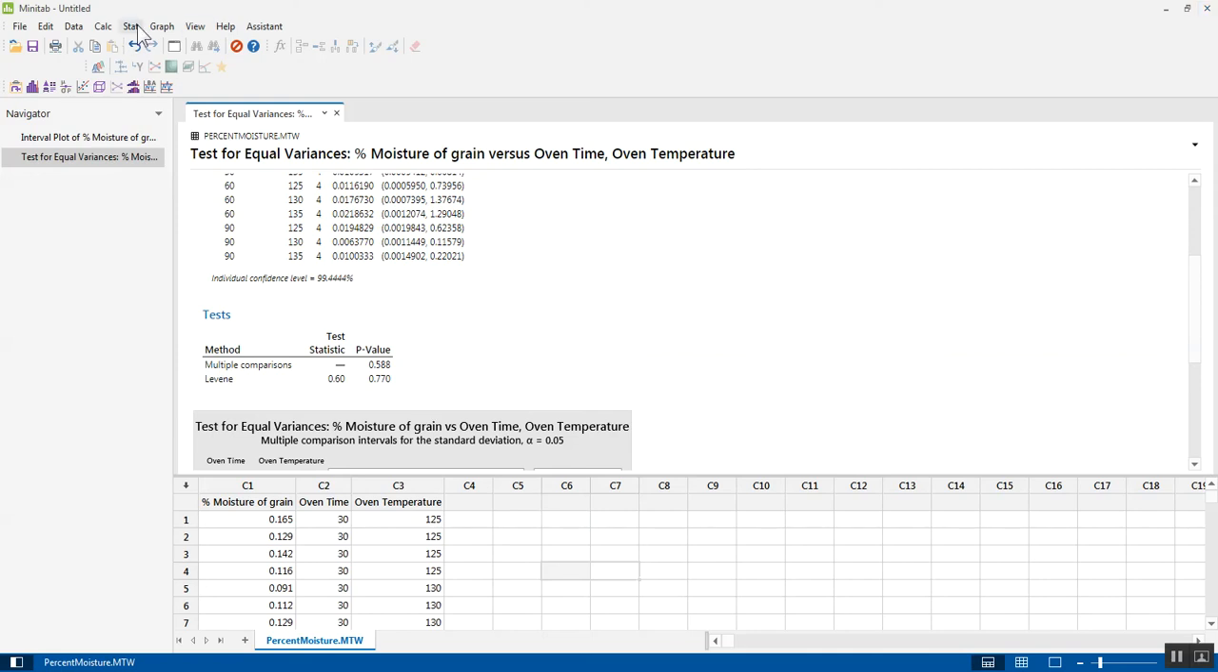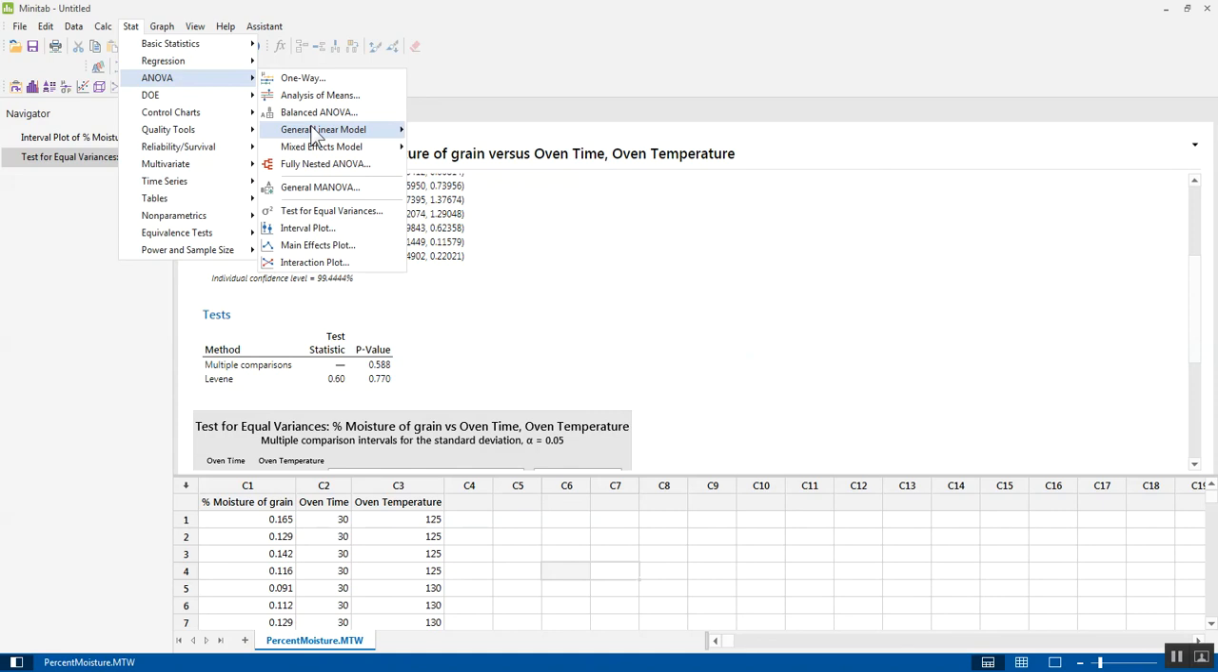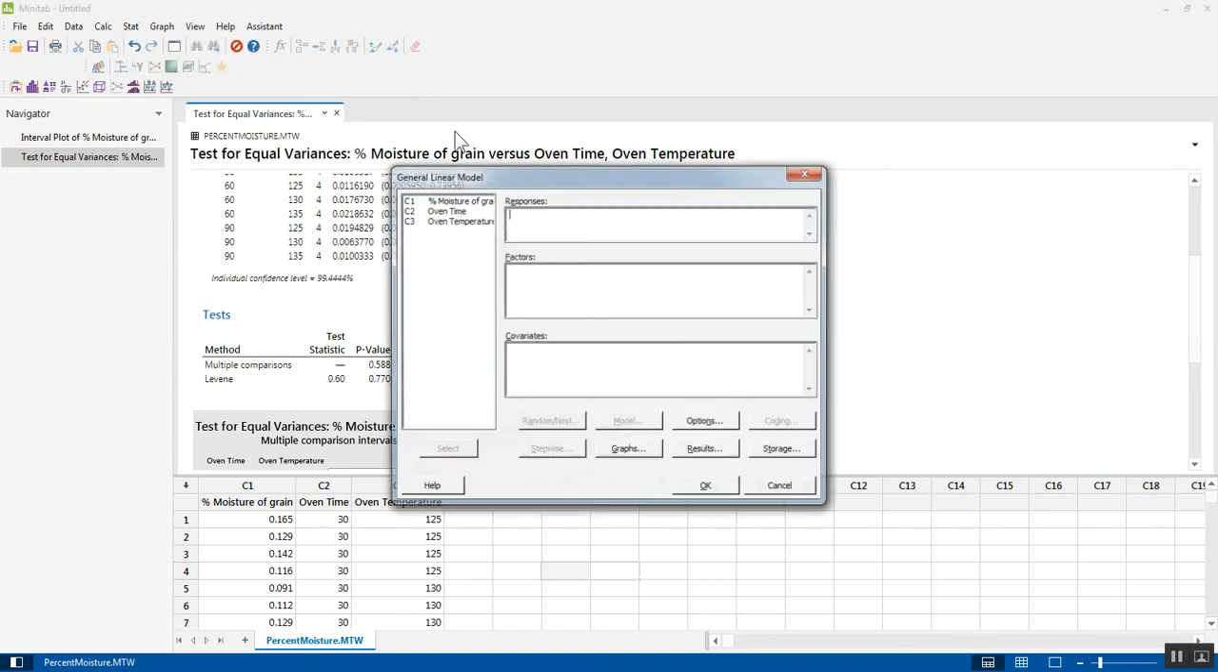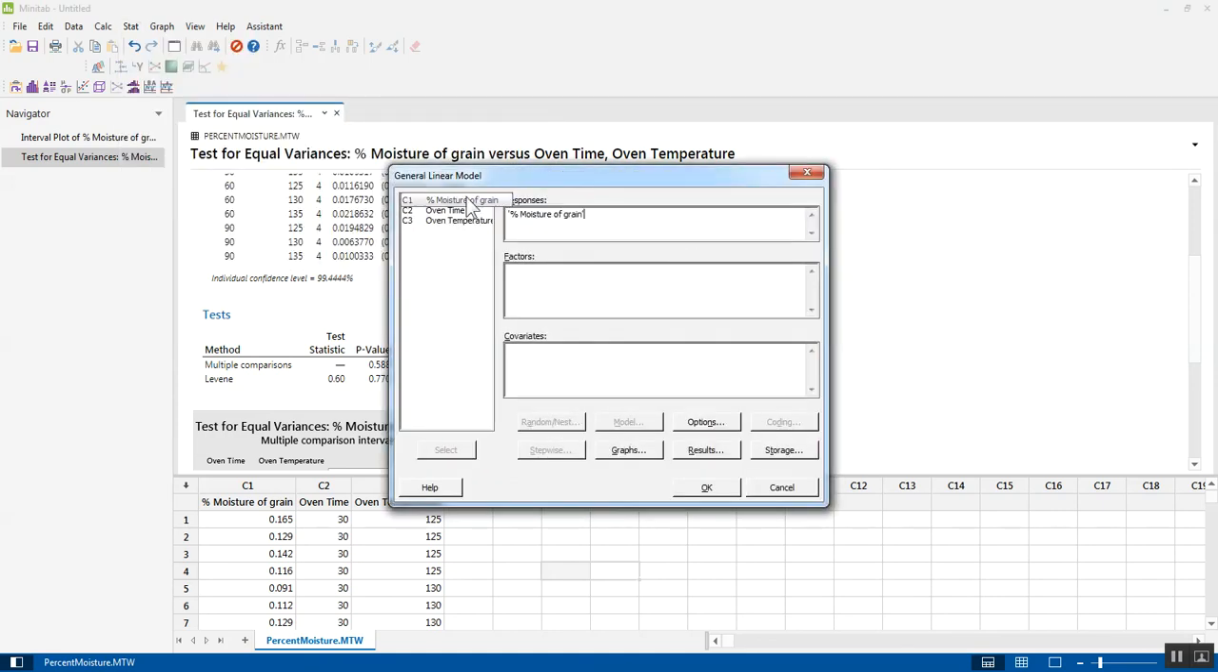So we want to do the analysis. I go to the general linear model. I want to fit the general linear model. My response then is the percentage moisture content of the grain. My two categorical factors go in here, oven time and oven temperature. It doesn't make a difference which way round I do that.